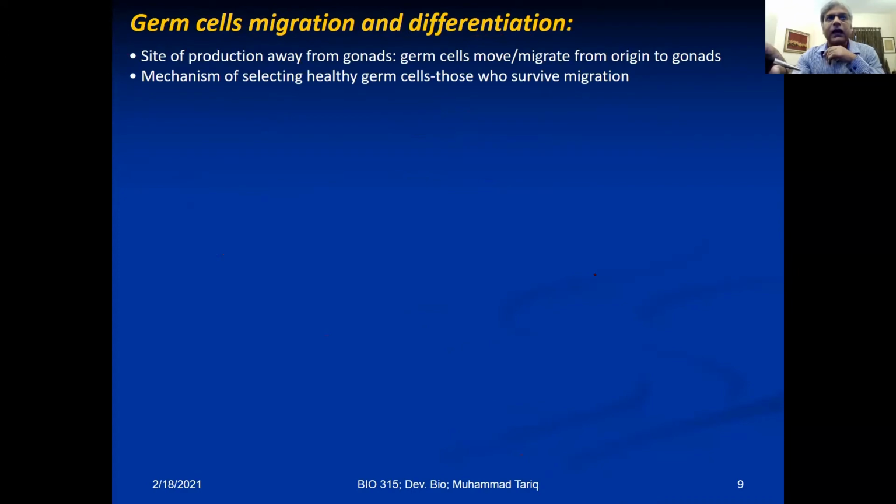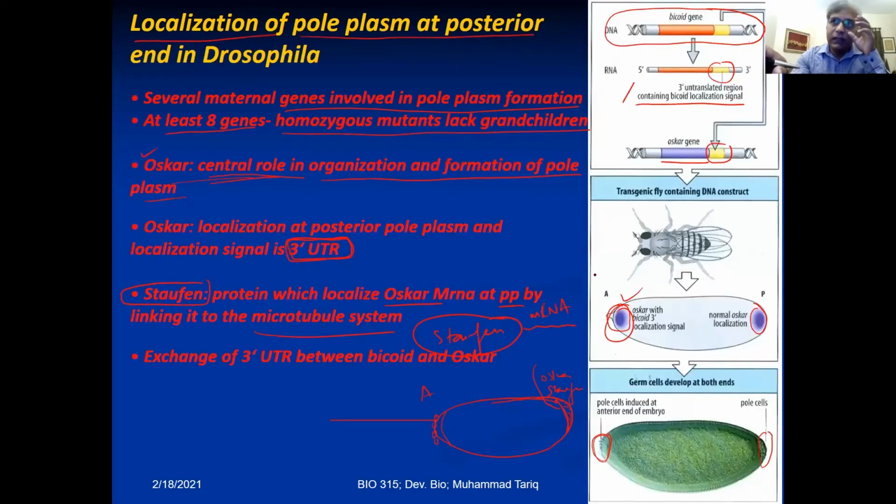Does Bicoid move towards the other axis as well if it gets the Oscar 3' UTR? Yes, it will, definitely, because the localization of Bicoid is also due to its 3' UTR. Look, Bicoid localization signal. These are messenger RNAs which are anchored at specific locations in the embryo.